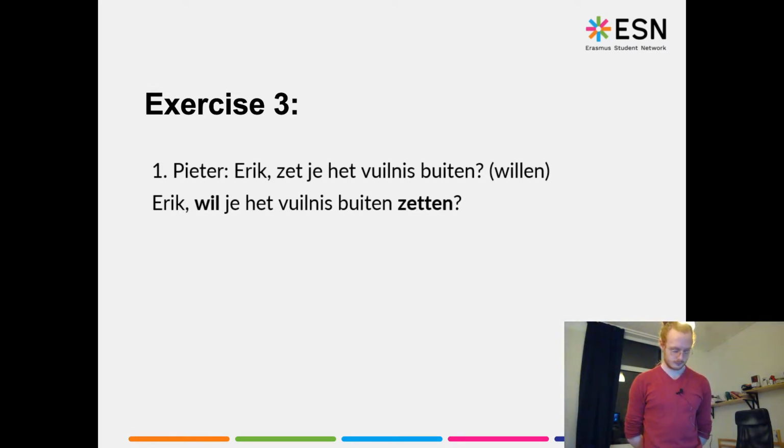Sorry, where did the zetten come from? Zetten comes from zet. Erik, zet je het vuilnis buiten. Zet je het vuilnis buiten is the question sentence, so the first word is the verb. The verb is zet, and the infinitive is zetten. It's basically the opposite of what we have been doing up until now, namely making a conjugated verb from an infinitive.